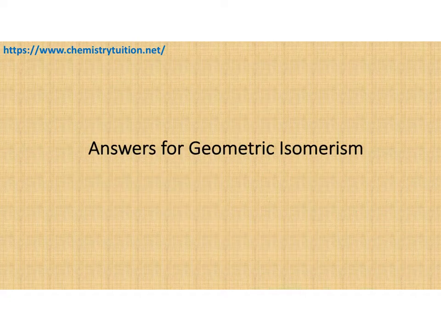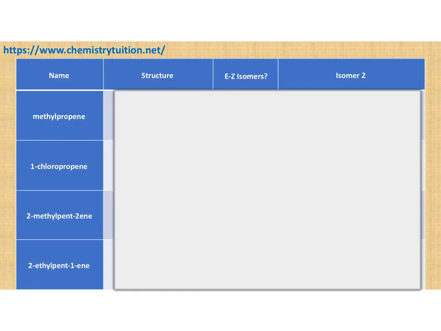Right, so let's have a look at the answers for geometric isomerism or stereoisomerism, but we are only looking at isomers caused by a carbon-carbon double bond. So we have a nice table to fill in here.